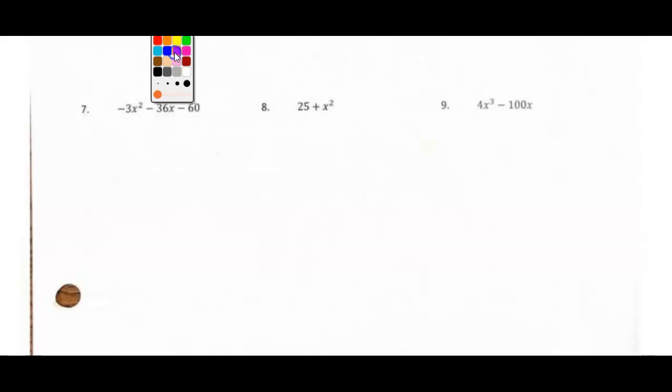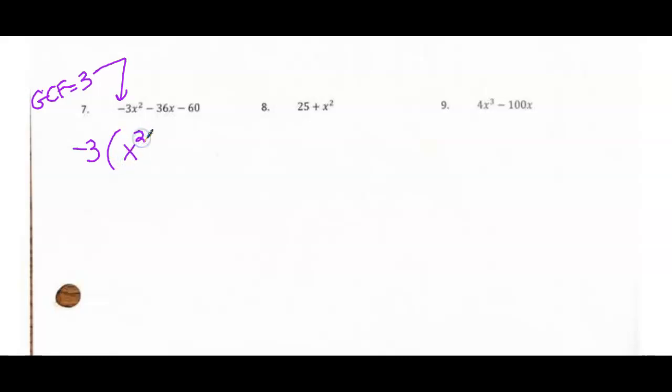Number 7, I look for a GCF. 3, 36, and 60. I'm going to say my GCF is 3. But also, there's a negative out front. So your GCF is 3, and it's a negative as your leading coefficient. So you're going to divide out a negative 3 because we want it to be positive when we're factoring. That means I divide each of these by negative, so they're all going to become the opposite. And I also have to divide it by 3.